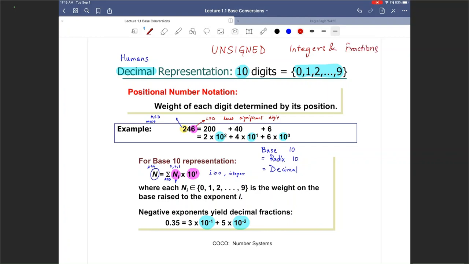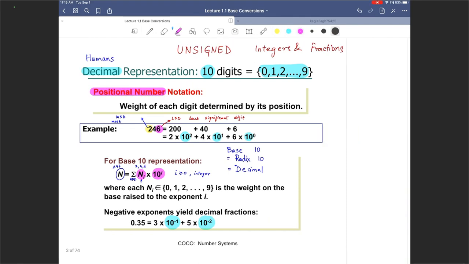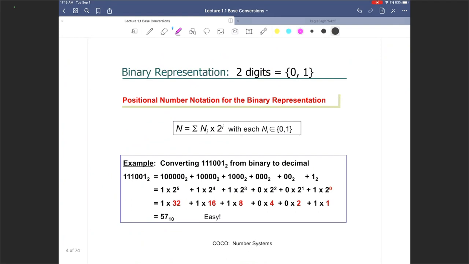So that's how you would represent numbers using positional significance or positional number notation. This was a quick review, right? This was nothing new. I expect that everybody over here understands what we just talked about.